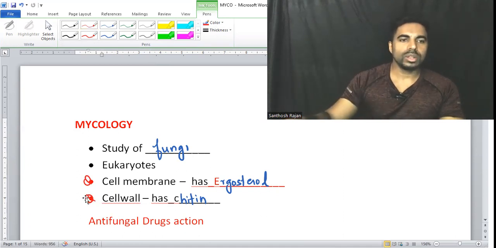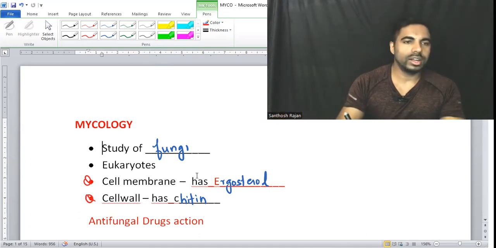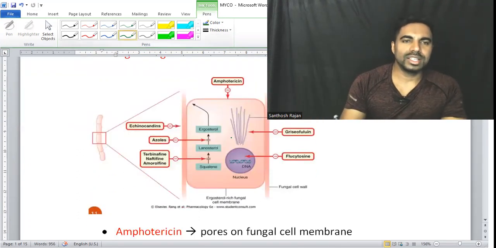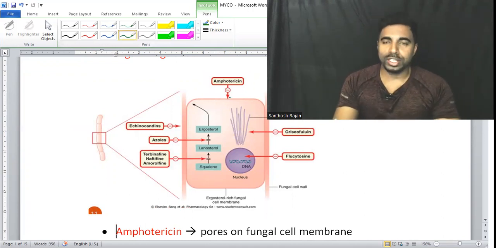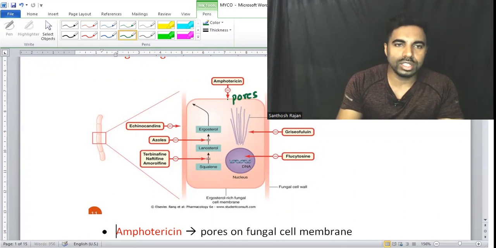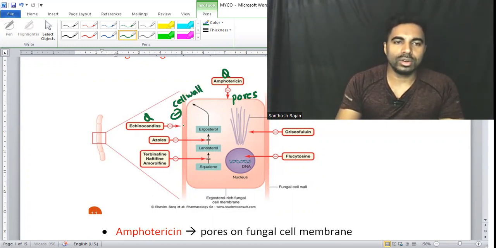Now next, what about the antifungal drug actions? When you talk about morphology, then we have to talk about the individual drug actions. This is a schematic representation of common drugs we're using in fungal infections. First, let's start with amphotericin. Amphotericin is a very powerful drug. It acts on the cell wall and makes pores. Echinocandins are also important. What do they do? They inhibit cell wall synthesis. Okay, so mainly amphotericin and echinocandins act on the cell wall.